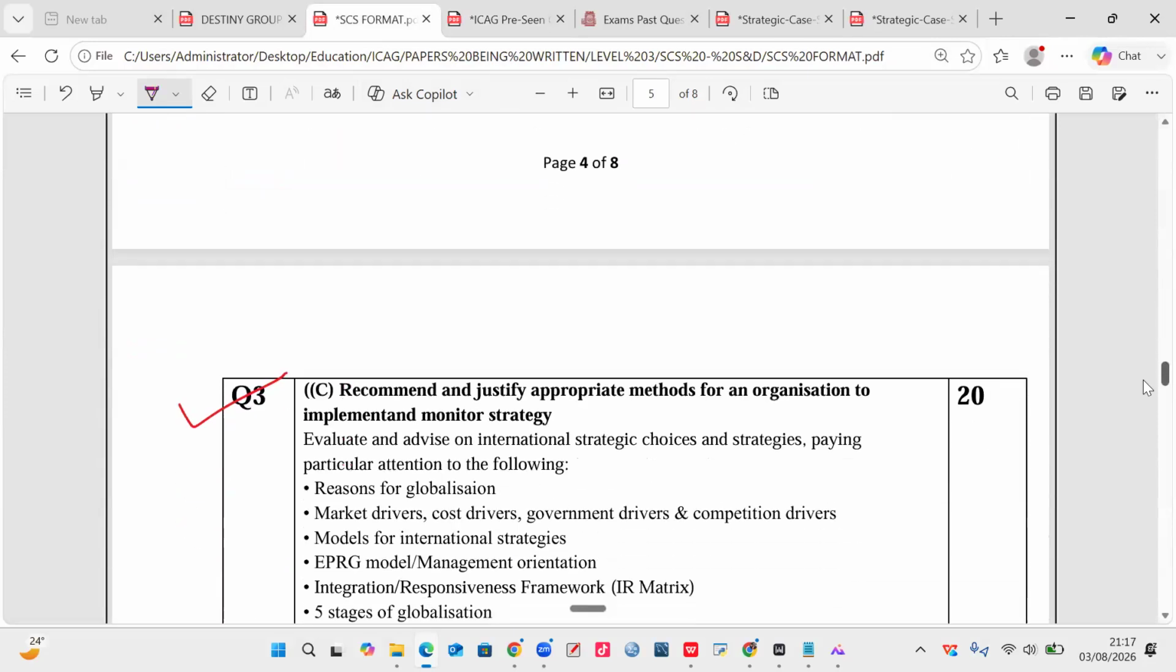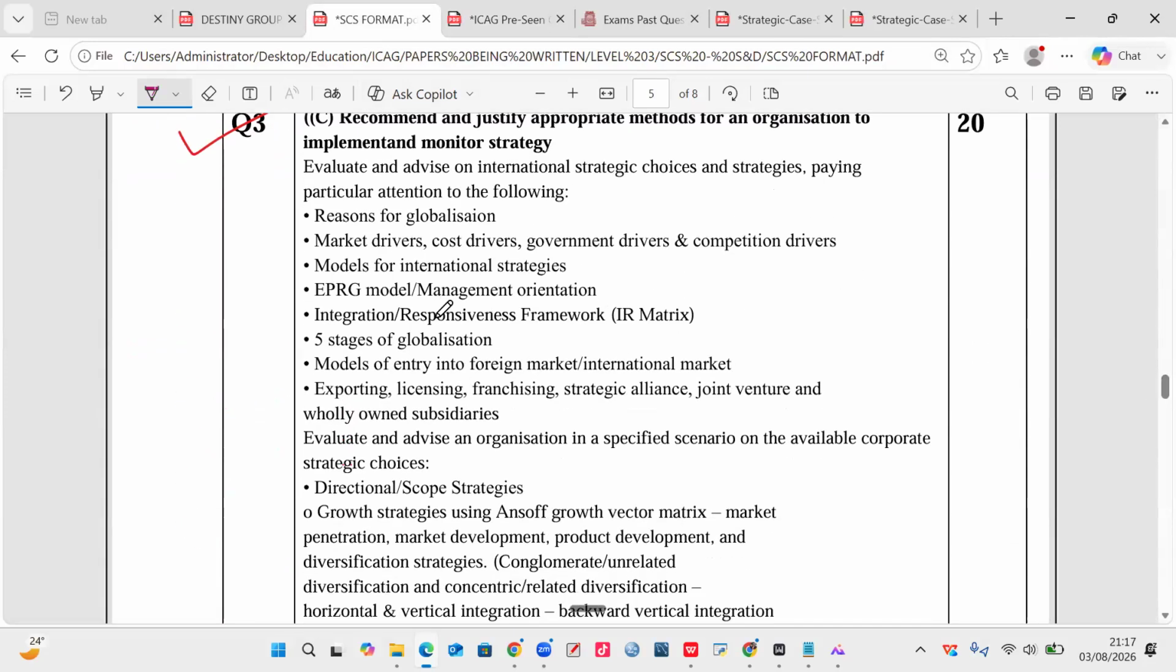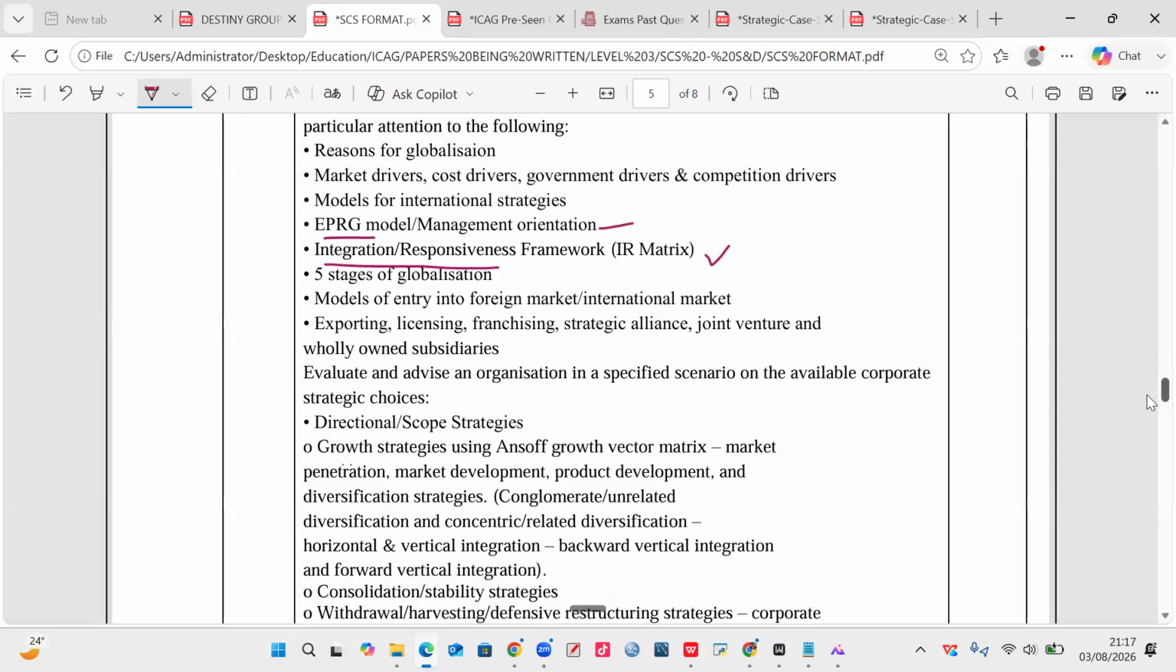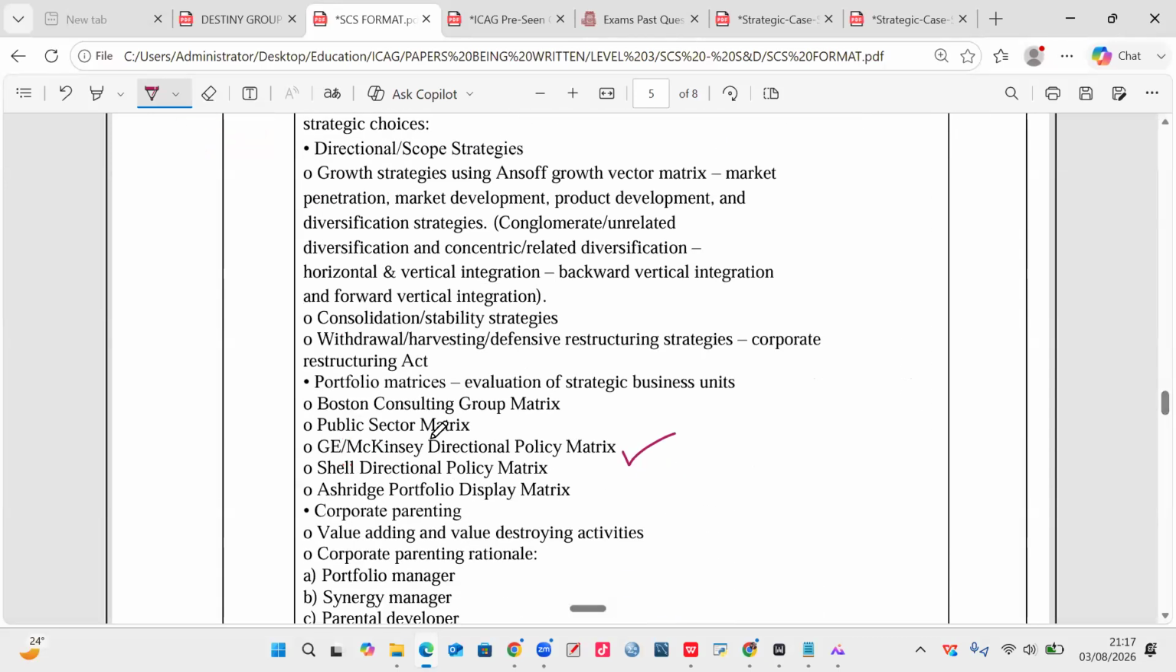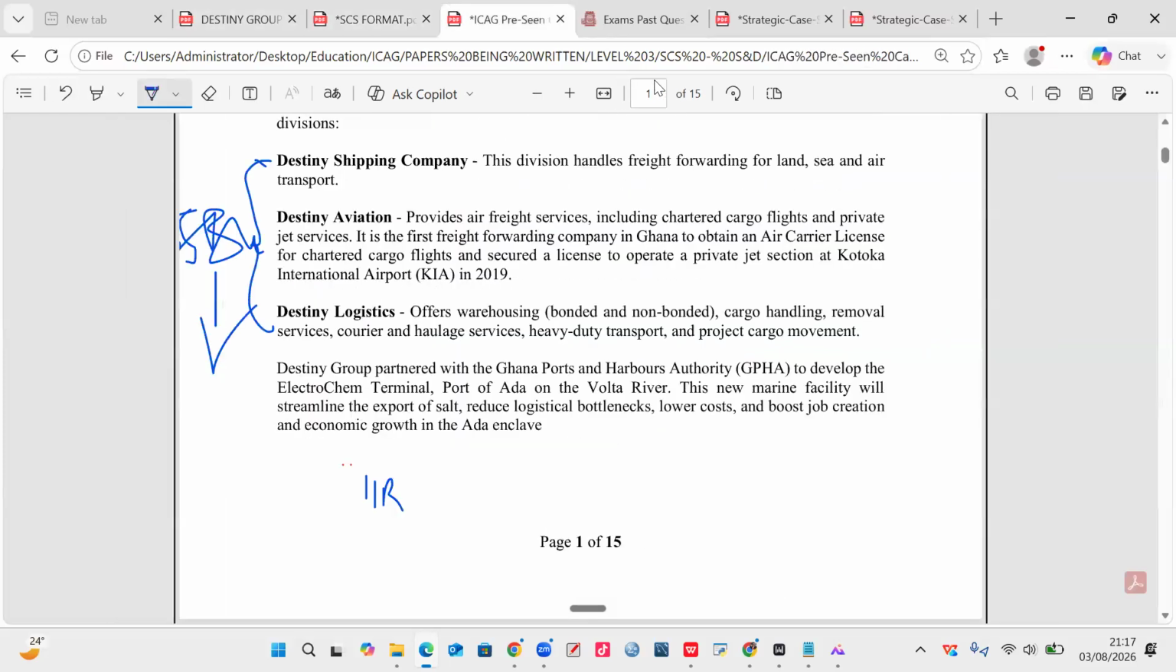I think it's question 3. They are here. The integration and responsiveness, these are all used to analyze SBUs. Very good. The integration matrix, the EPRG, that one is for the nature of the business. Is it ethnocentric or whatever? Those are some of the stuff. So when we read through, these are also some of the SBU matrices. So when we read it, we will be able to identify in advance where exactly the questions are coming from. And I'll show how we can use the charts to do something.